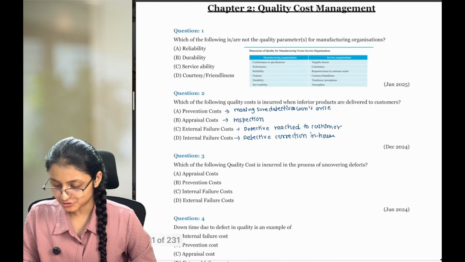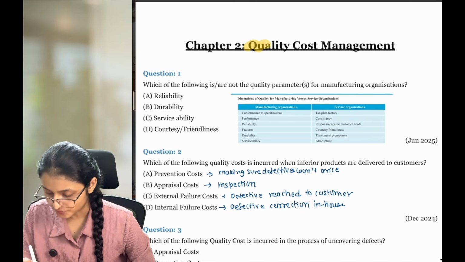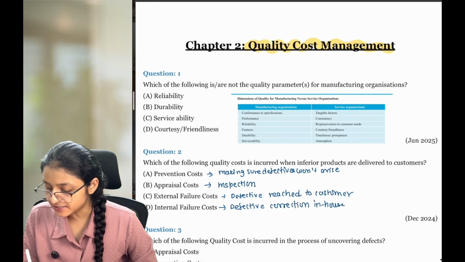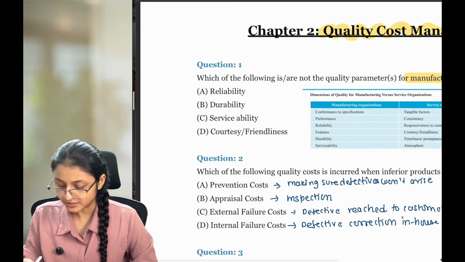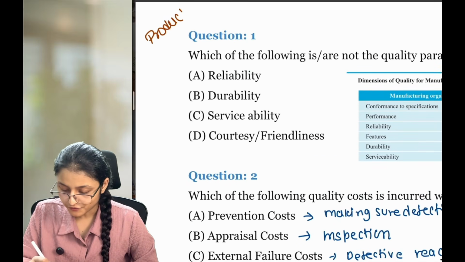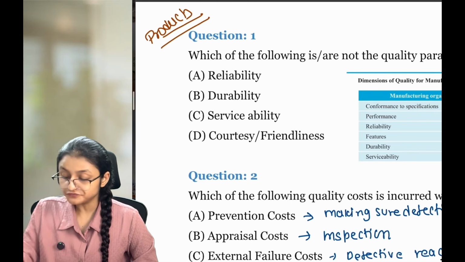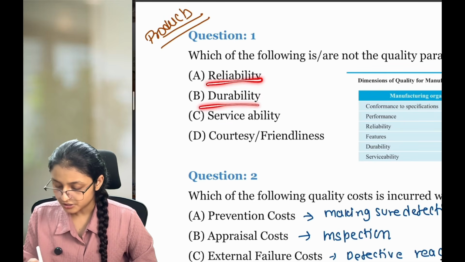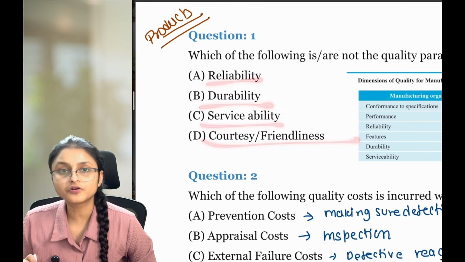Now we are moving forward to the second chapter, that is quality cost management. Which of the following is or are not the quality parameters for a manufacturing organization? A manufacturing organization is making products. For the product, what all are not the features is what you need to tell here. Reliability, durability, serviceability, courtesy or friendliness.